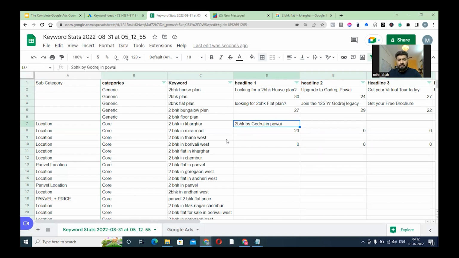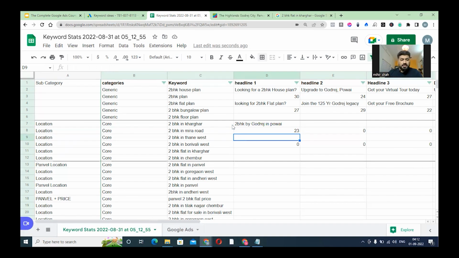So 2 BHK by Godrej in Powai. We can also mention the name, so it's Highland. So okay, let's continue with this and put it as headline 2 in this case. So basically now 2 BHK by Godrej in Powai. I'm going to figure out one more headline as well. So here what I did was I put in the brand name and I put in Powai.